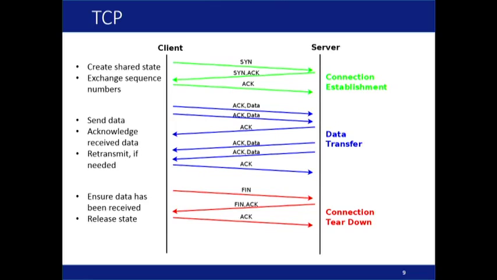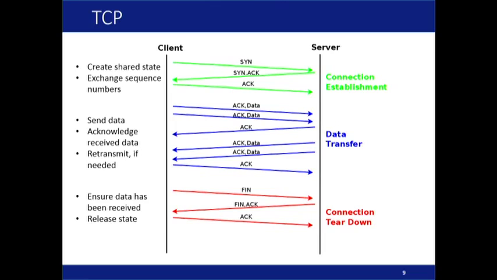So what we see here is the client sending 2 packets of data to the server. The server responds with a pure acknowledgement saying, yes, I got that data, you don't need to retransmit it. And then in this particular example, the server sends 2 packets of data to the client, which the client acknowledges and says, yes, I got that. At this point, the data transfer phase is done.